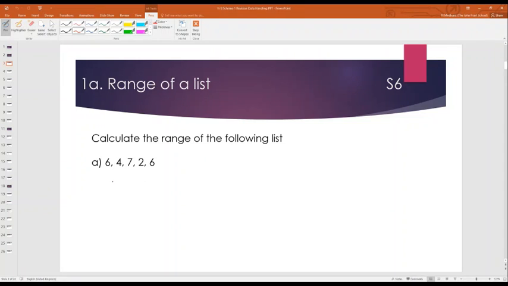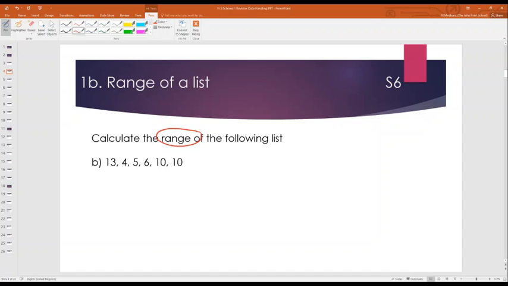Calculate the range in the following list. We should know that the range is the biggest value take away the smallest value. The biggest value in the list is 7. The smallest value is 2. 7 minus 2 is 5, so 5 is the answer. I won't spend too much time on that one because it's fairly simple.